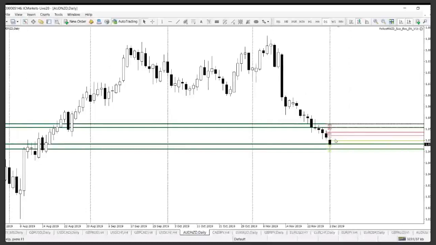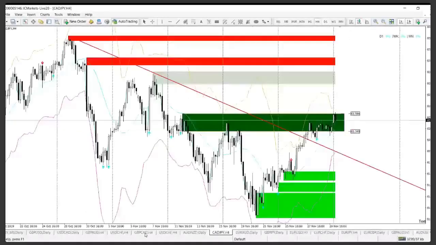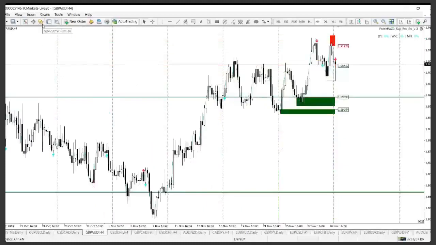Okay, so the next method is going to be weekly pivots. And this is the one I like the best because this saves a lot of work. When you go into your charts on a Monday, you will simply load the weekly pivot indicator on here.